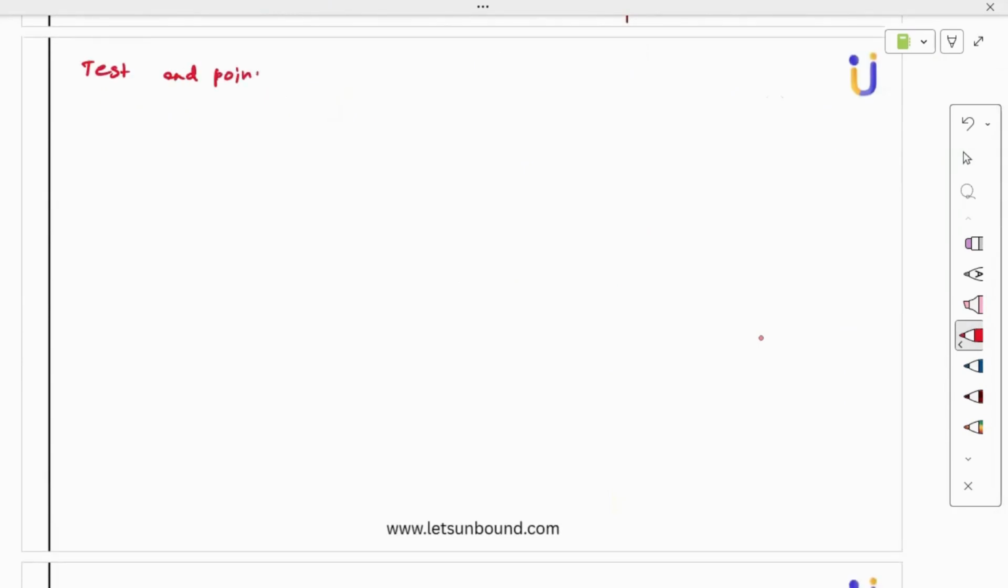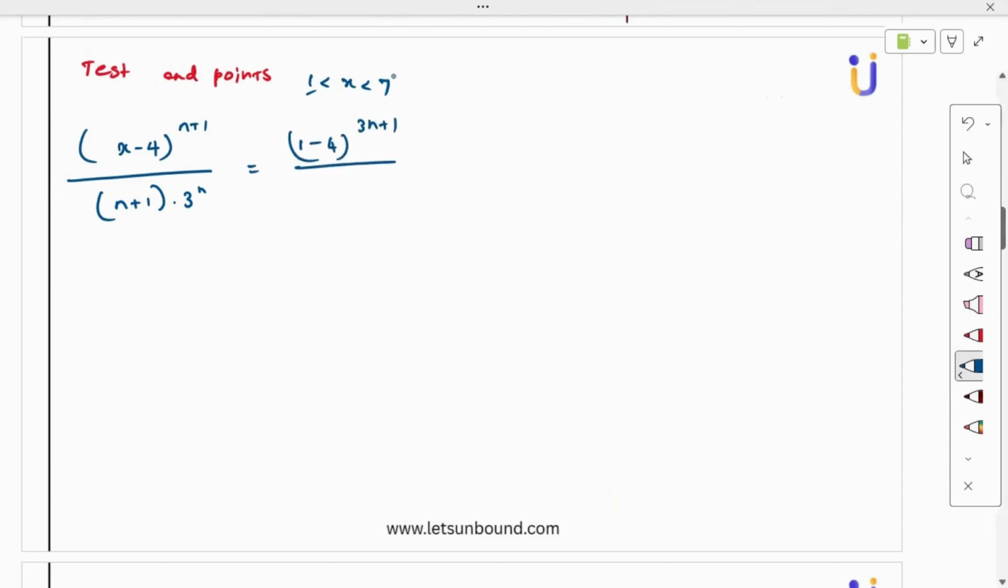Test endpoints. So actually my ratio form is x minus 4. Okay, so we got 1 less than x less than 7. So this is the x minus 4 whole power n plus 1. This is the n term, right? n plus 1 into 3 power n. In place of x, I am going to use 1, the endpoint. So 1 minus 4 whole power n plus 1.